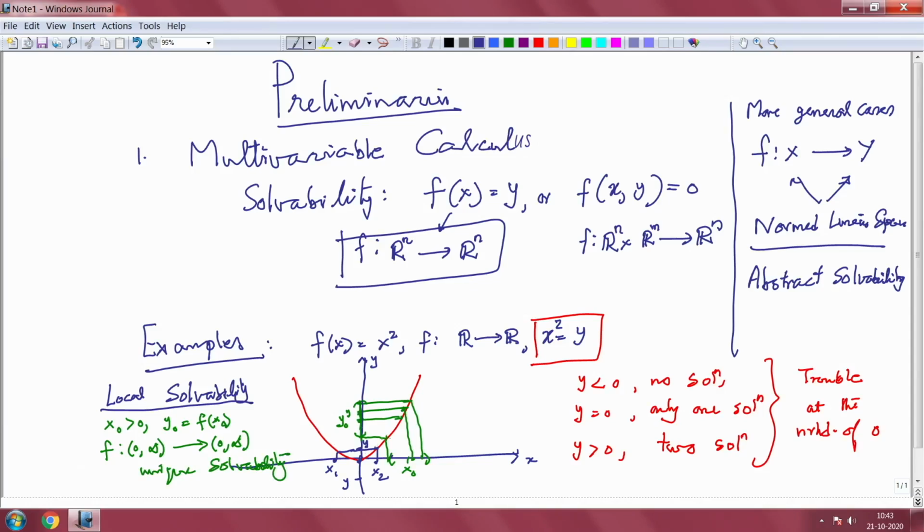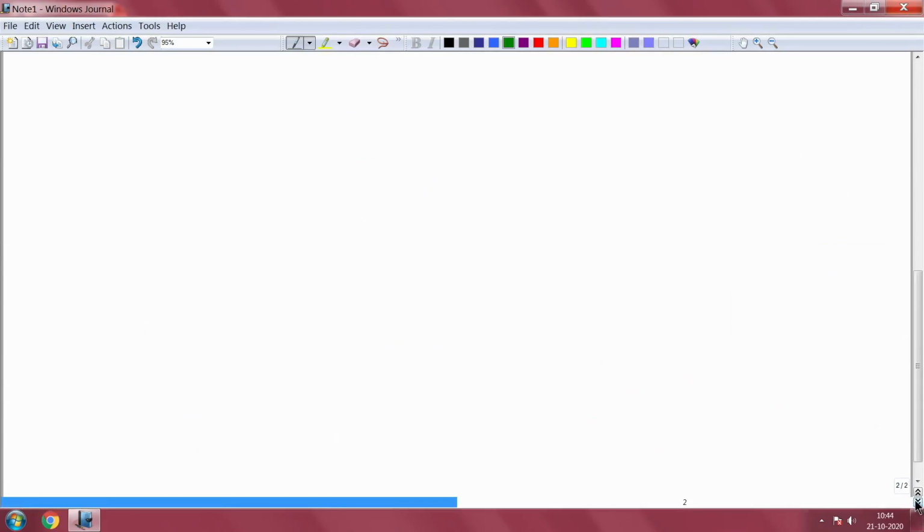That means given an x naught, there is a neighborhood of x naught and there is a neighborhood of y naught. Between them you have a 1-1 bijective mapping. Unique solvability means you are looking for the bijectiveness of that map. So, what is the trouble here? You understood the local solvability: there is a neighborhood of x naught and a neighborhood of y naught, on which you have the unique solvability and you can put your inverse maps there. This is the same case.